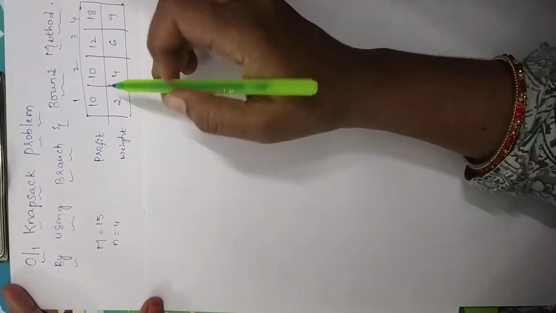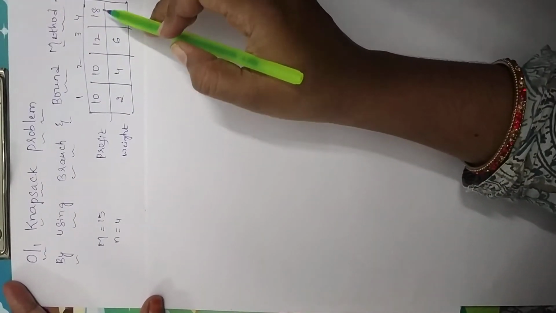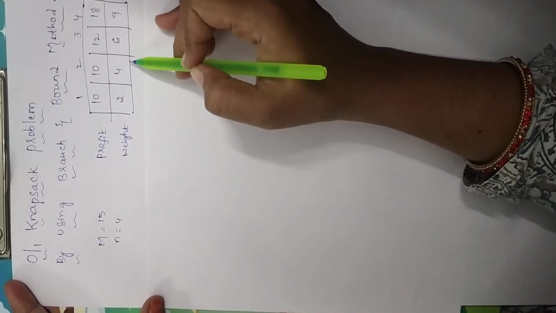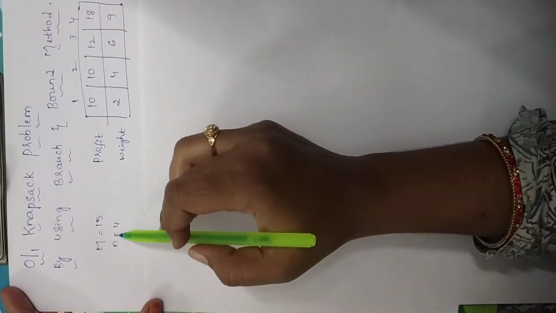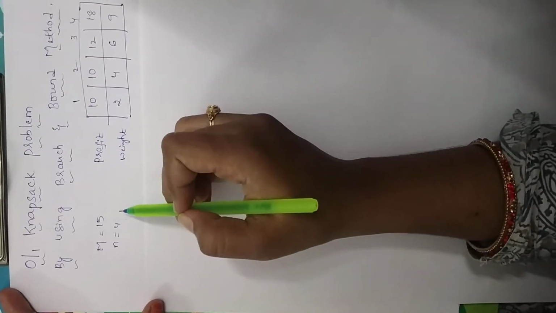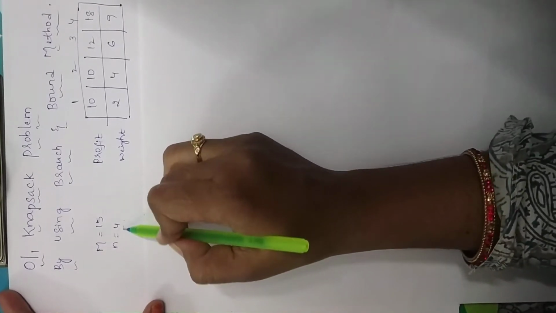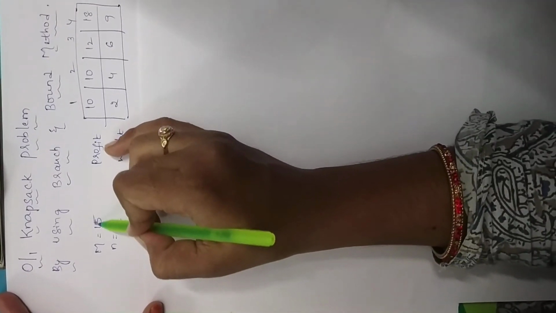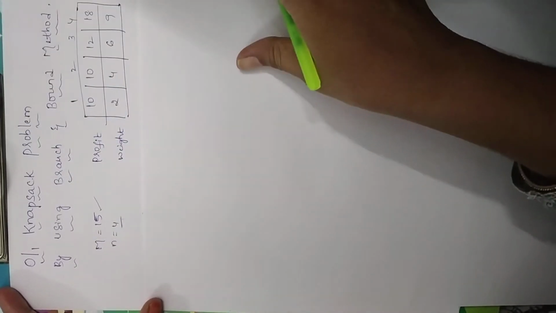The profits are 10, 12, 18 and the weights are 2, 4, 6, 9. The bag capacity is 15. Here n equal to 4, which means we are taking 4 objects, and the bag capacity is 15.